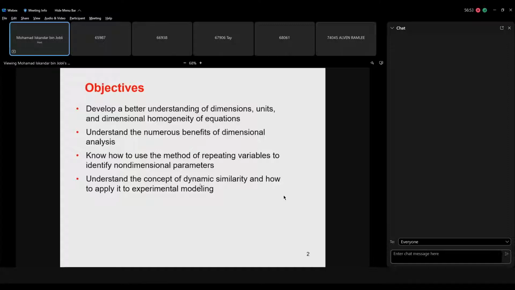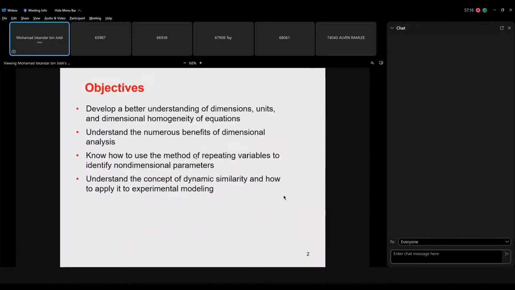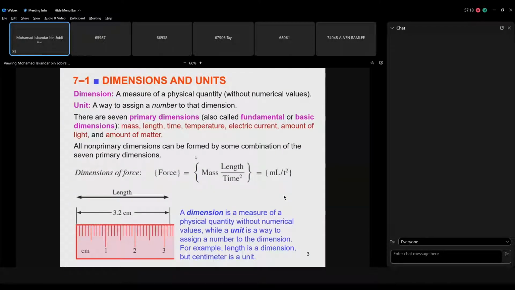Understand the concept of dynamic similarity and how to apply it to experimental modeling. In other words, it's just modeling: how to use the concept that we have learned all together and then produce a model. That is what we shall be doing in this lecture 7, which is on dimensional analysis and modeling. That's enough for introduction, I believe.